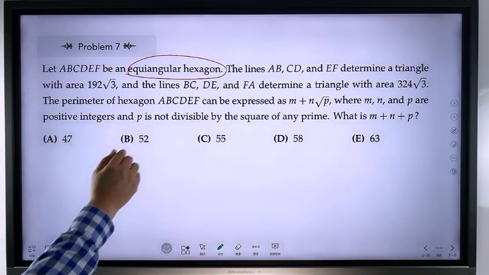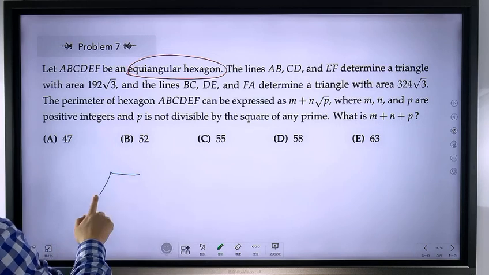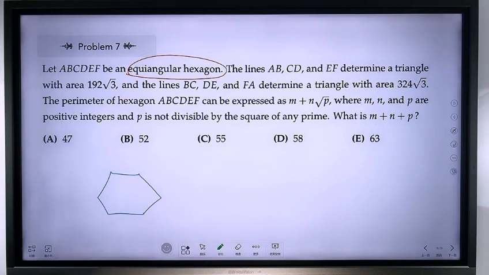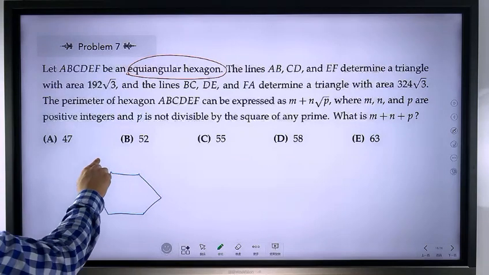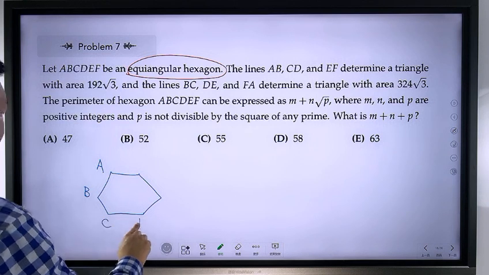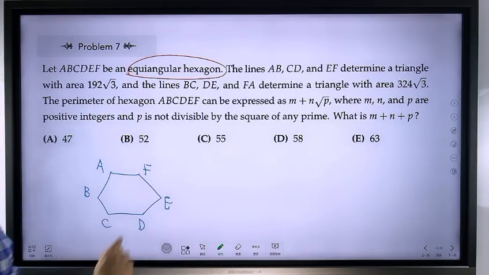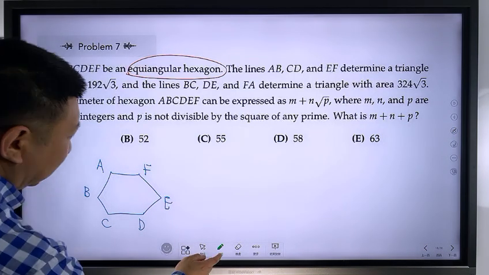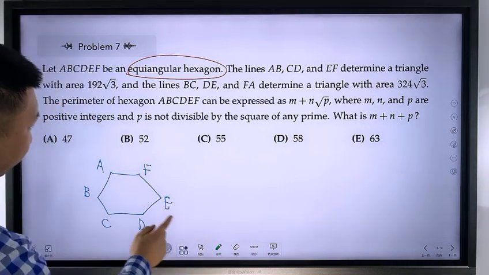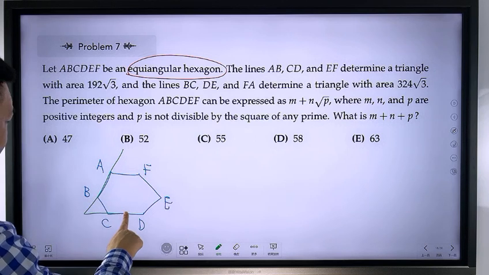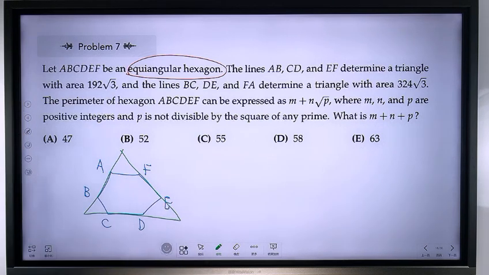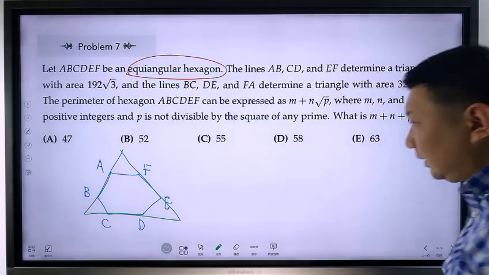And then you have to draw it by whatever you want, right? Okay, so A, B, C, D, E, F. And then they say AB, CD, and EF form a triangle with some area. What is that triangle? The triangle is this, right? And then what you could see immediately is, okay, this is 120, this is 120, so this will be 60, 60, 60. So this is actually an equilateral triangle.